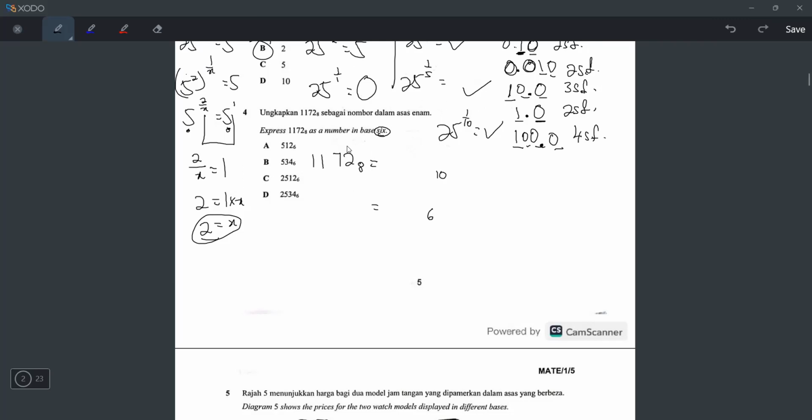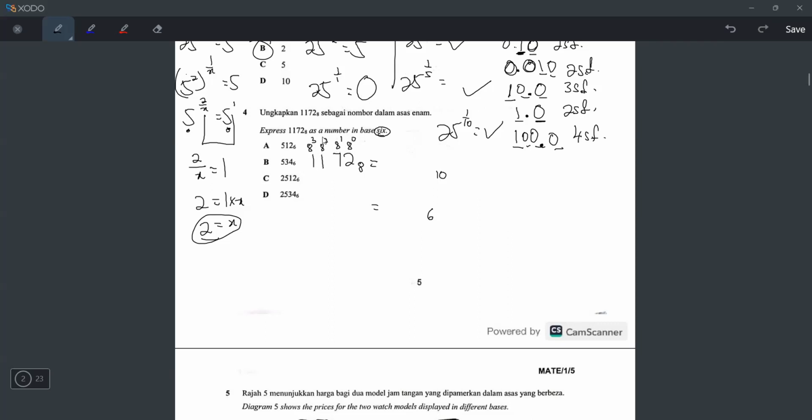So what I do is I will write down the, what is it called? Place value. Yeah, I will write down the place value. So since this is a base 8 value, the place values will be 8 power 0, 8 power 1, 8 power 2, and 8 power 3. If it's base 9, then it will be 9 power 0, 9 power 1, and so on.